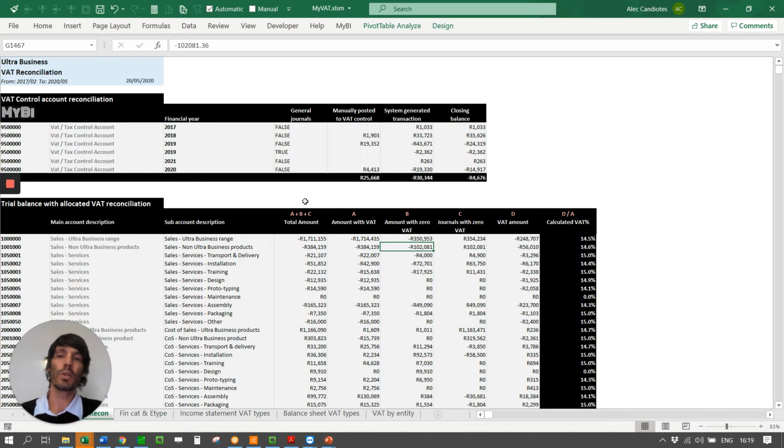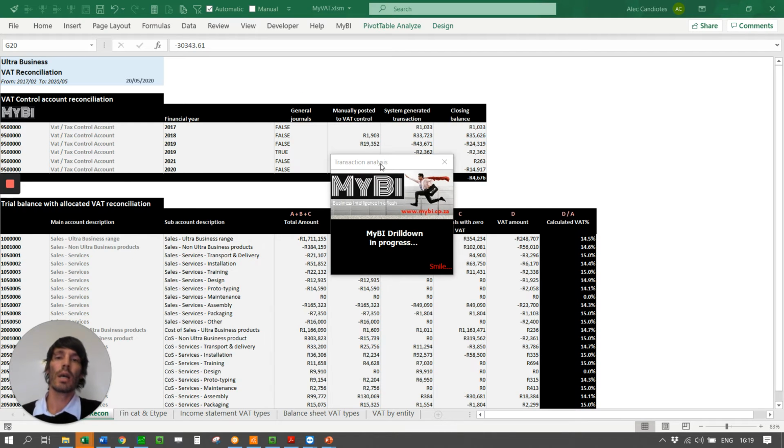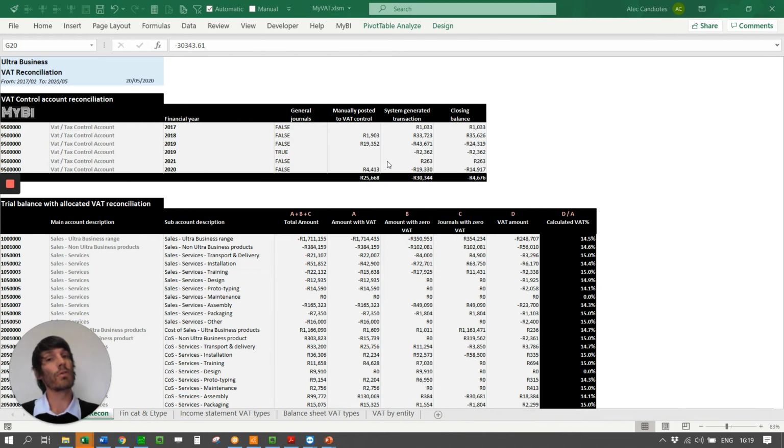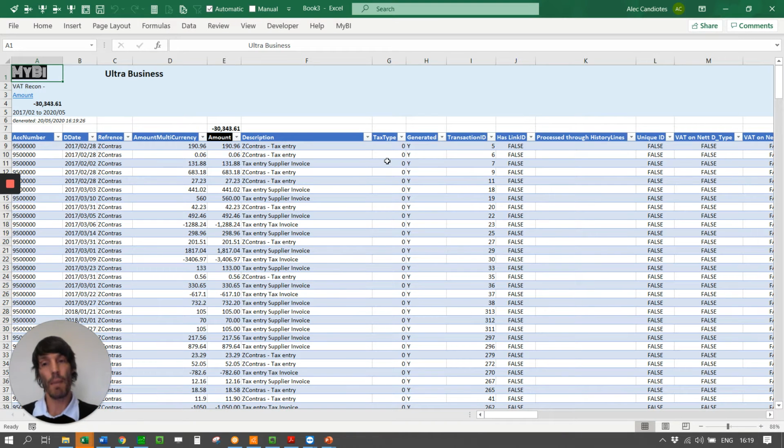And this is what you've processed over the different financial years, and these system generated ones are the ones that are quite difficult. Those are the ones that automatically process to your 9500. The manually posted stuff is the stuff that you have paid to SARS. Okay, so now if I double click here, you actually see this gives me a drill down of that amount by transaction.